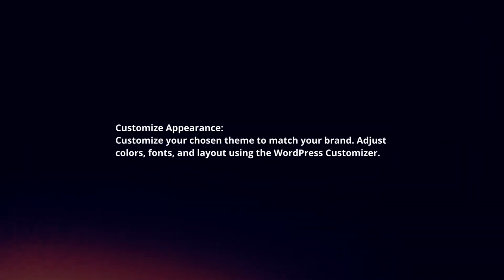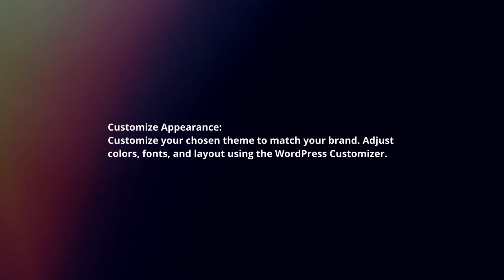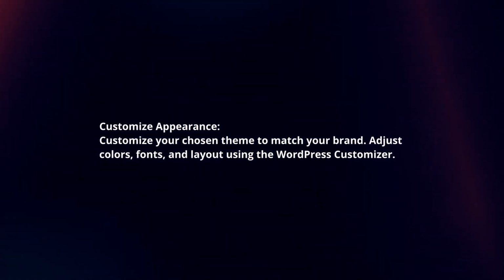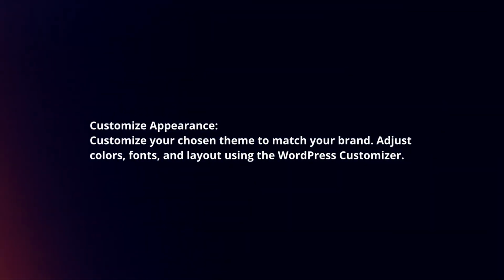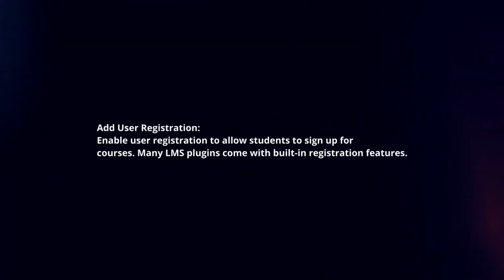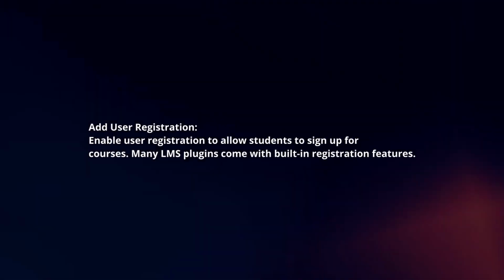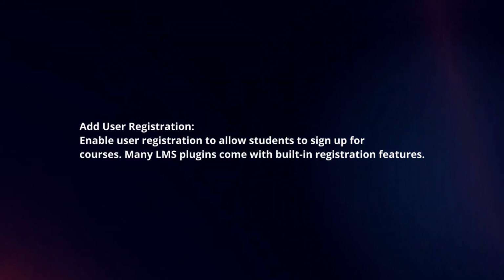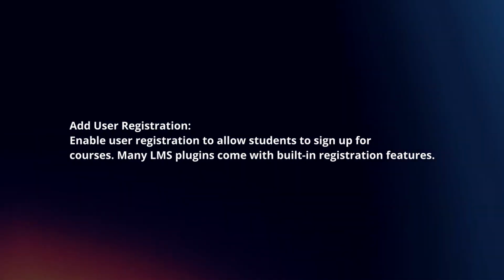Customize appearance. Customize your chosen theme to match your brand. Adjust colors, fonts, and layout using the WordPress customizer. Add user registration. Enable user registration to allow students to sign up for courses. Many LMS plugins come with built-in registration features.